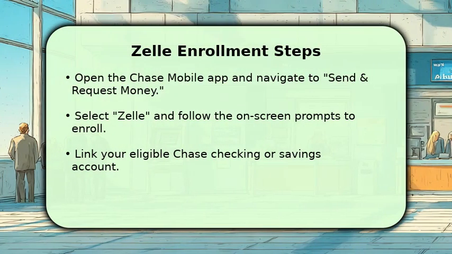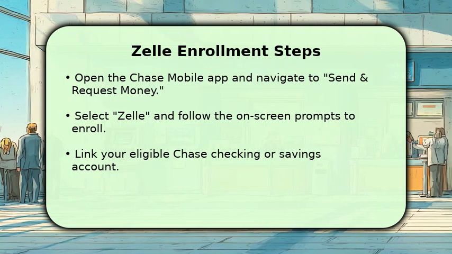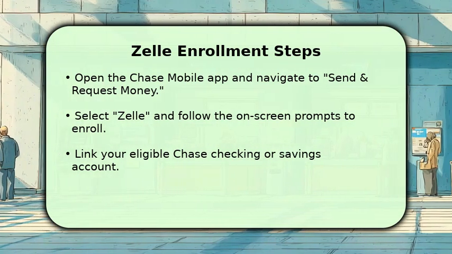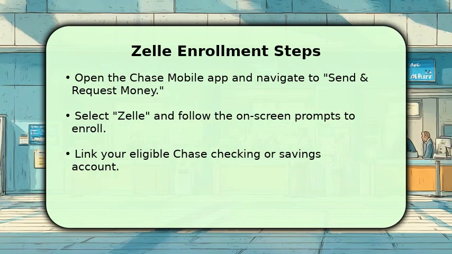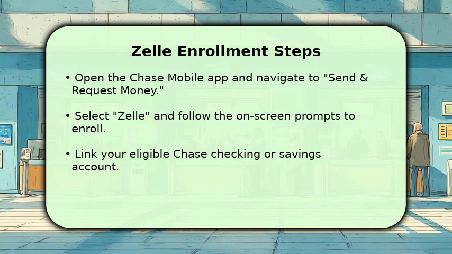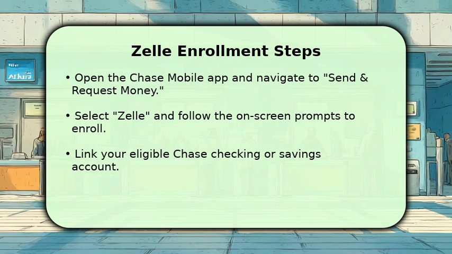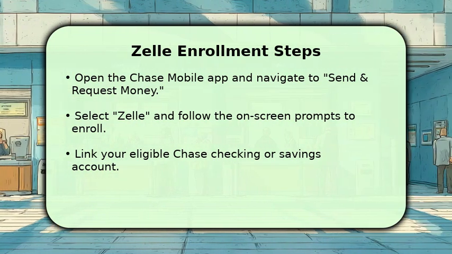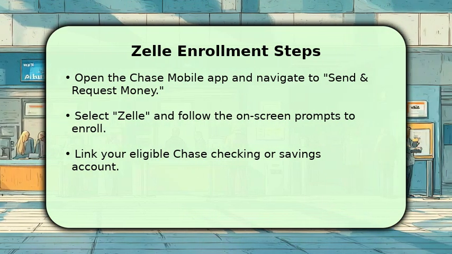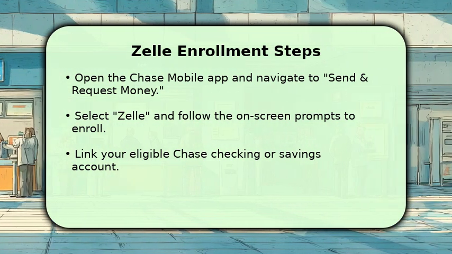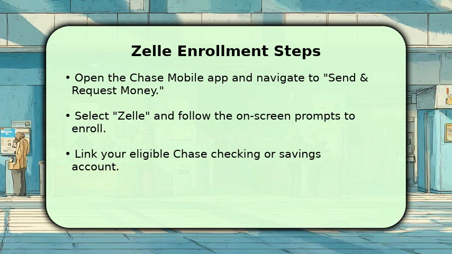Enrolling in Zelle with Chase is a straightforward process. First, open your Chase mobile app and locate the Send and Request Money section. From there, select Zelle and follow the clear, on-screen prompts to complete your enrollment. You will need to link an eligible Chase checking or savings account to your Zelle profile. This ensures that any money sent to you will go directly into your chosen account.